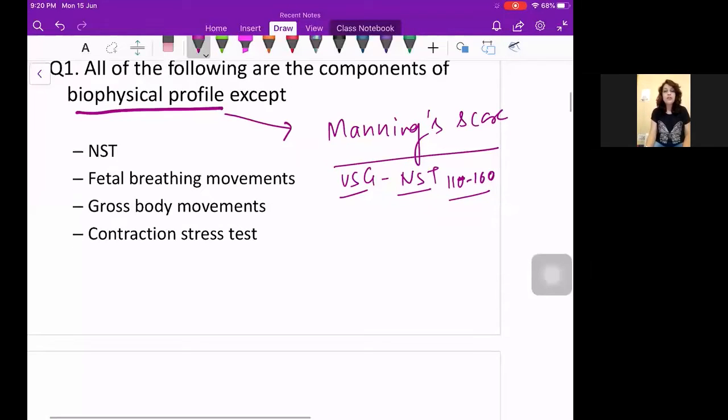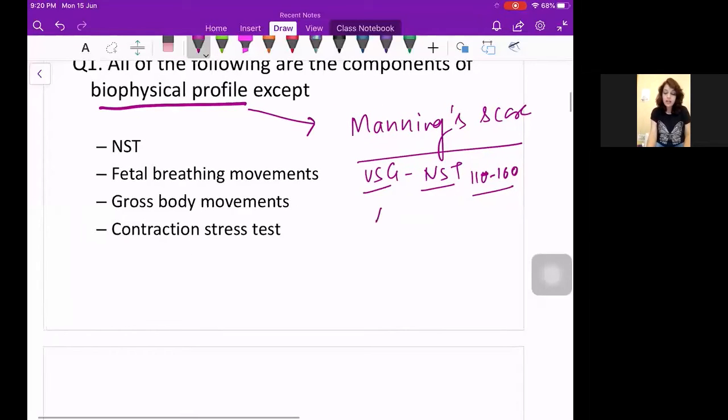There are other components in the non-stress test. The non-stress test is a test for fetal well-being, which can be studied by the NST machine, or it can be done by the ultrasound. Another important component in Manning's score is the amniotic fluid index. The abdomen of the pregnant lady is divided into four quadrants and the largest pockets are checked.